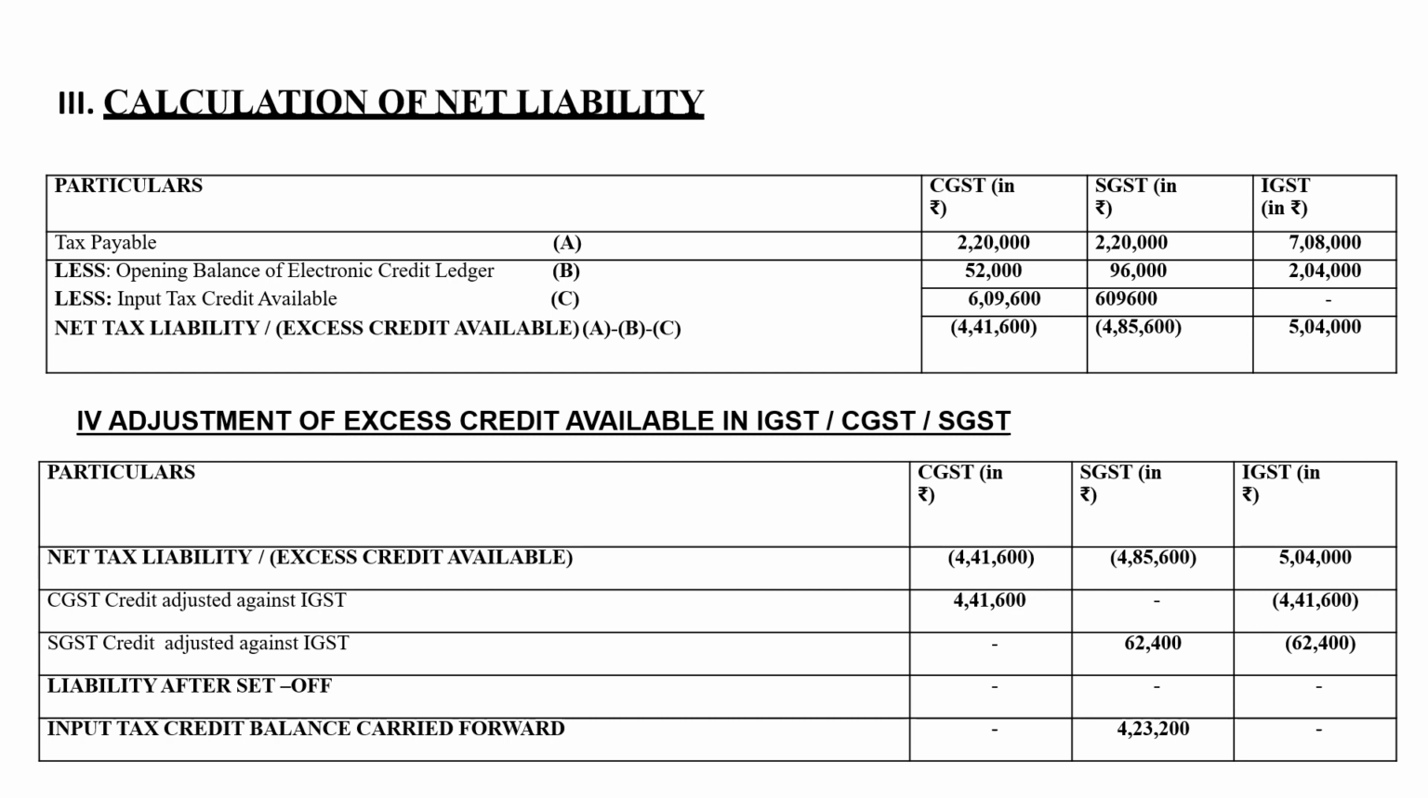Now we have an input tax credit balance available in SGST, that is 4,23,200. So this is our solution for problem sum number 1 in the adjustment of the taxes. This is how we have calculated our net liability, and we have made the adjustment of our excess credit available in IGST, CGST and SGST. This is the solution for the problem sum.